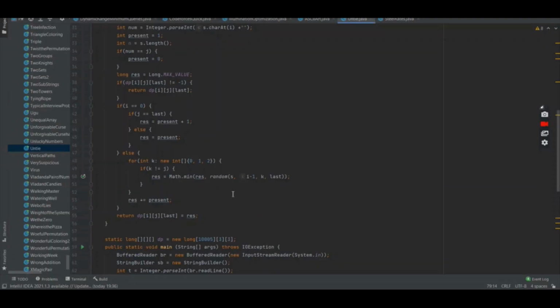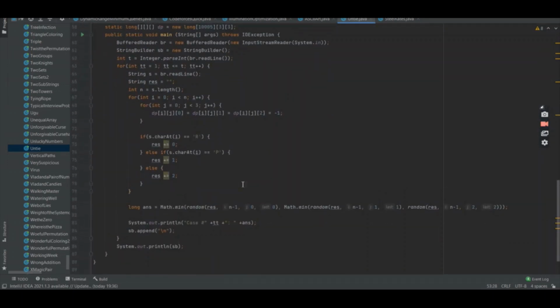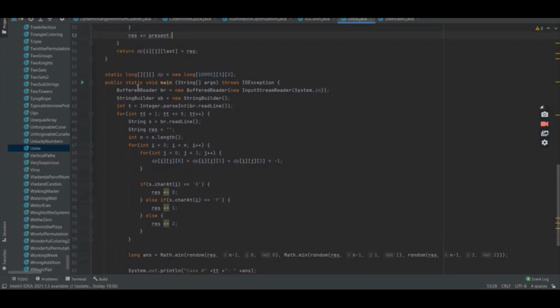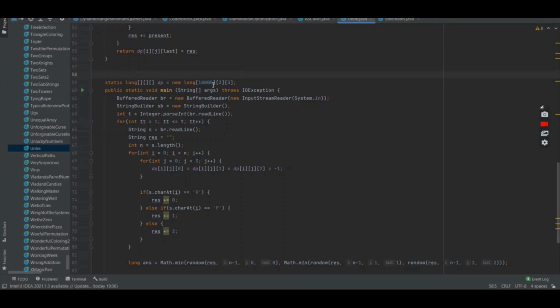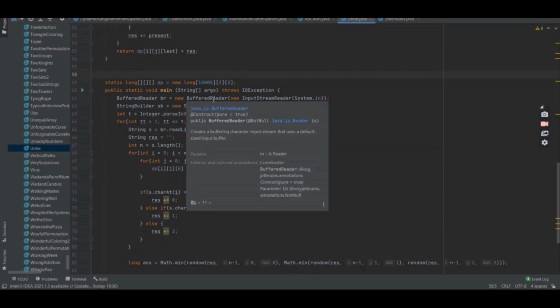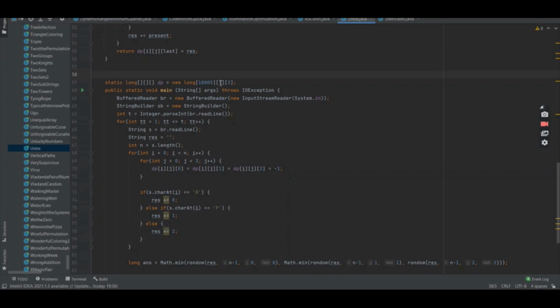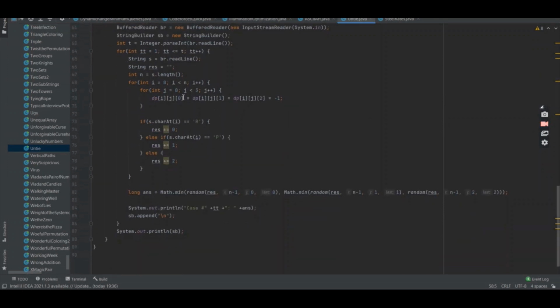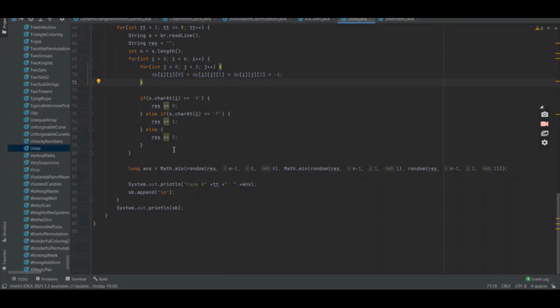I implemented it in Java. So I basically maintained a DP with the first dimension up to 10 to the power 5, and the second position is the source character, so we only need three positions, 0, 1, 2. 0 represents R, 1 represents P, and 2 represents S, and the last position is also the same, RPS. Here we initialize the DP so that we can use it in the recursion. I used memoization because it is easy and doesn't take much effort.